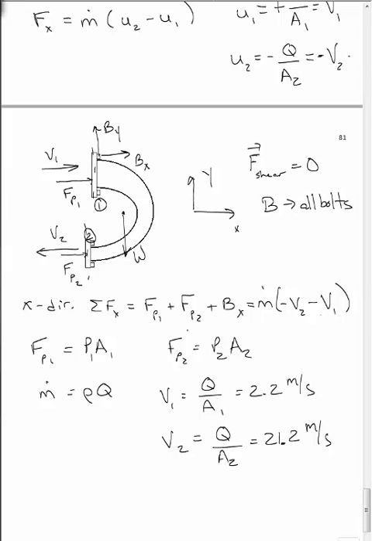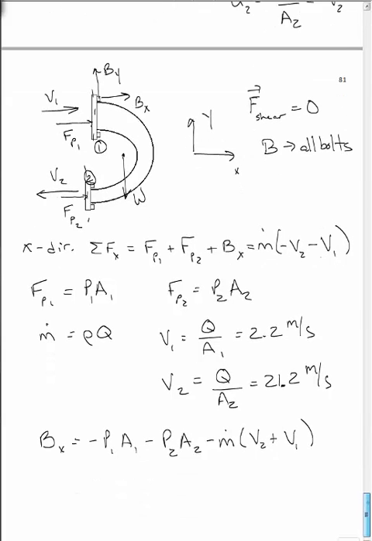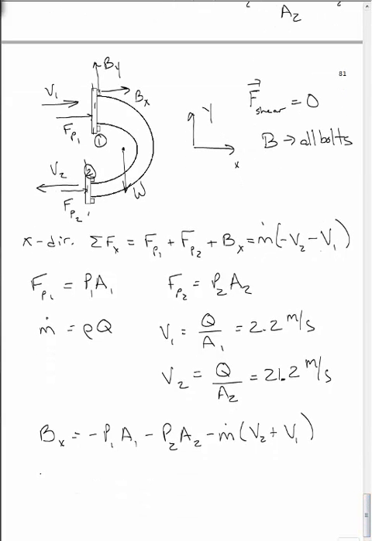So what we're going to end up with, we're going to try to solve for Bx. Minus P1A1 minus P2A2 minus m dot times V2 plus V1. Okay, a bunch of minuses. So I obviously drew B in the wrong direction. Bx is minus 14.9 kilonewtons, and that means it goes to the left.